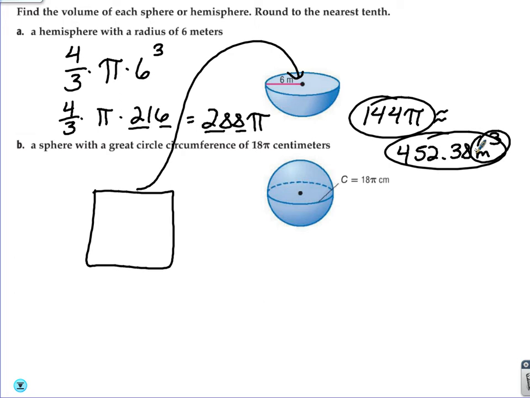So when you're talking about volume, when you're talking about how much it takes to fill something, you're filling it with cubic meters, not square meters. Not meter squared, but cubic.